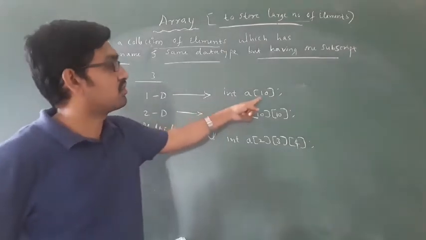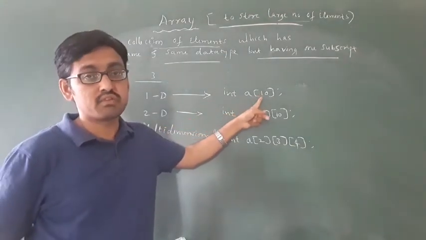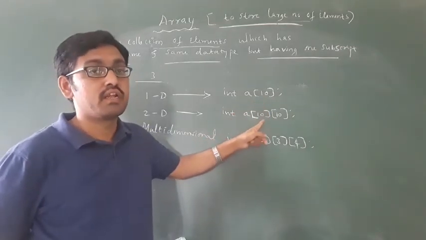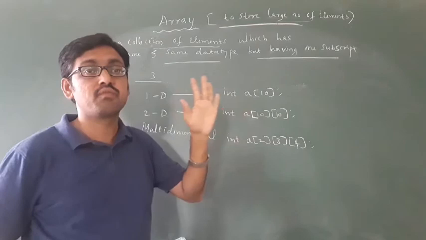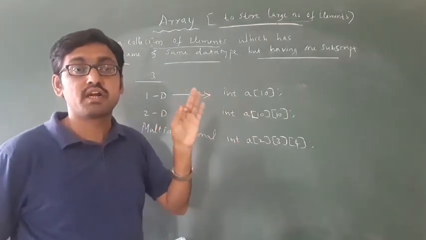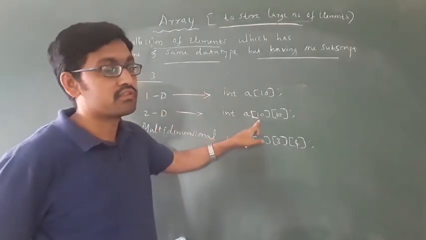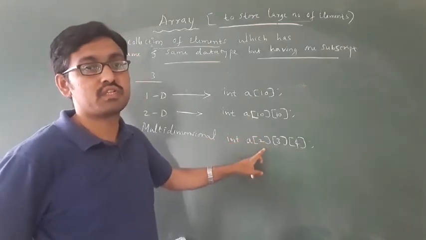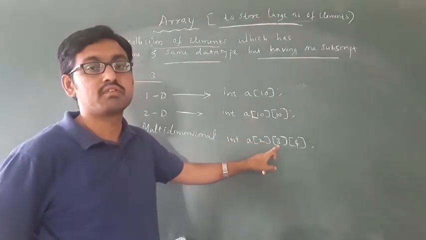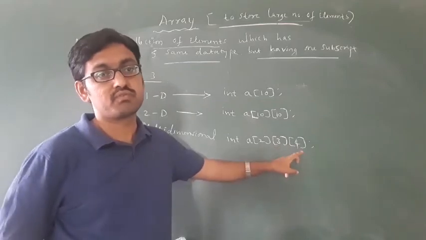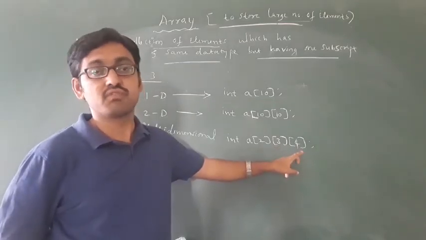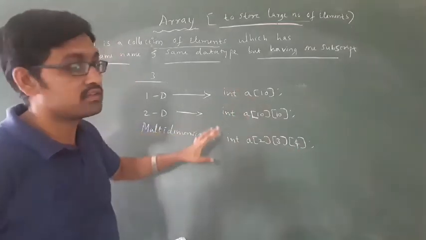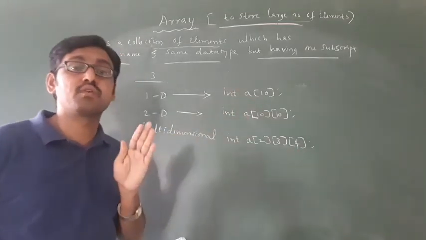Then how many values can a one dimensional array store? 10 values. But how many values can the 2D array store? 10 into 10, how much? 100 values. 10 into 10 means 100 values you can store in this. Then how many values can you store in this? 2 into 3, how much? 6. 6 into 4, how much? 24. 24 values you can store in this. Okay, this is about our types of arrays.